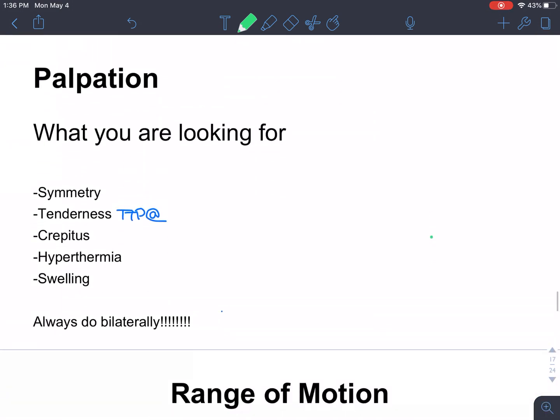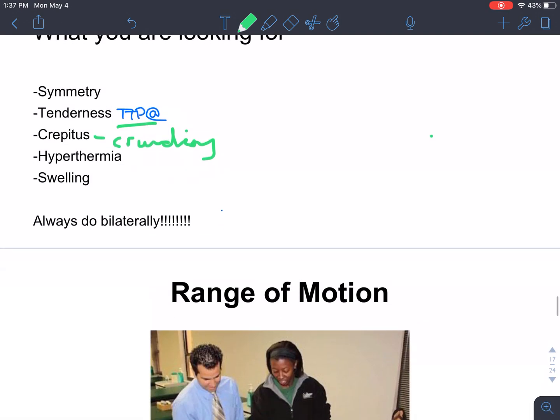What we're checking for with palpation: we're looking for symmetry, we're looking for tenderness, which can be abbreviated as TTP. Crepitus is a crunching sensation. Hyperthermia is increased temperature, along with swelling.